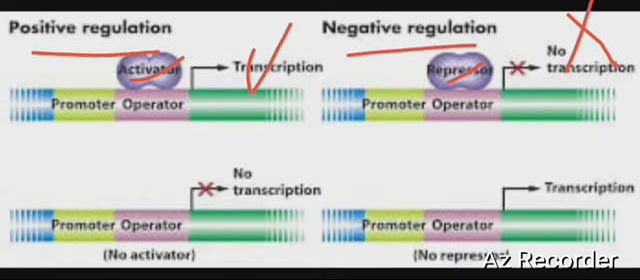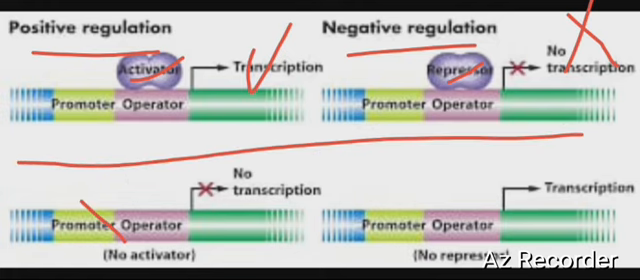Okay. So here, you can see here. So basically, if there is no activator in the second part, can you see this here in the second part? If there is no activator, then no transcription is here, no transcription. And if there is no repressor here, then transcription is there. So that is the two basic difference between positive regulation of lac operon and negative regulation of lac operon.